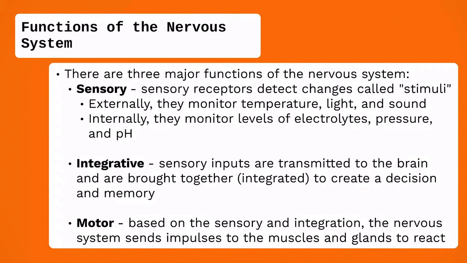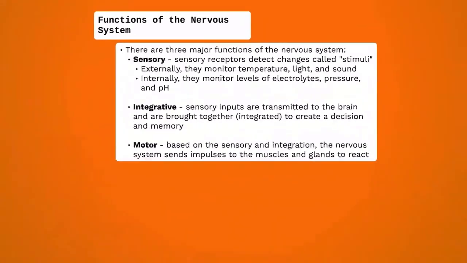Then integrative or integration. All of those sensory inputs are transmitted to the brain and are brought together, or integrated, to create a decision and a memory. Finally, motor. Based on the sensory and integration that just happened, the nervous system sends impulses to the muscles and the glands to react.